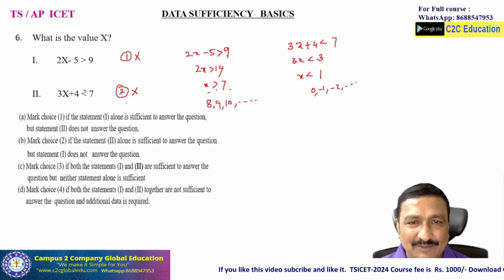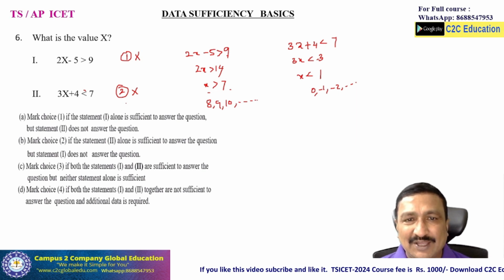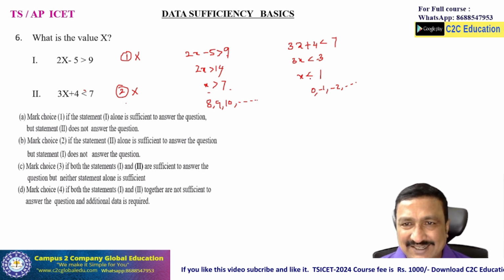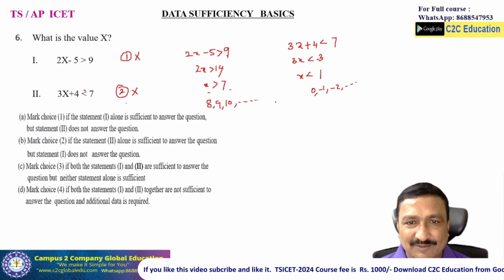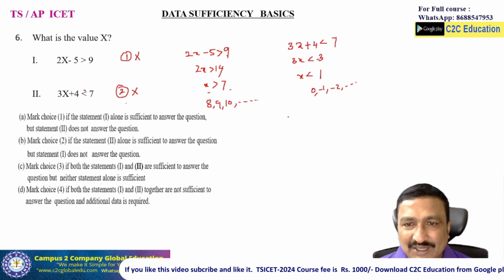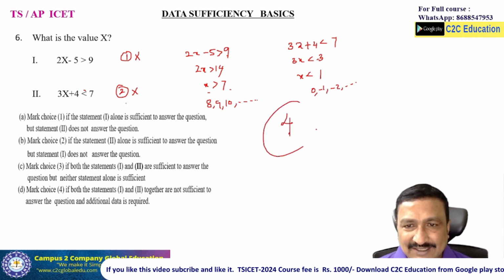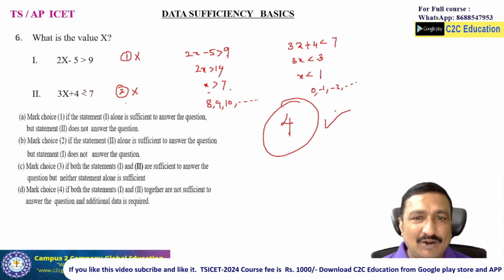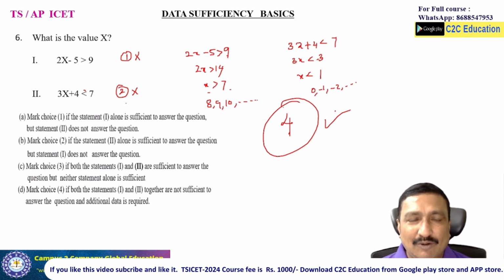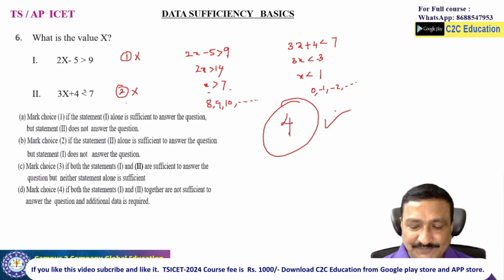So here first statement says that x must be more than 7. Second statement says that x must be less than 1. So we cannot find exact values while you are combining also. So that's why in this case the answer is the fourth option, friends. So we have to decide, while you are combining also, are you getting a unique value or not? Right, friends?